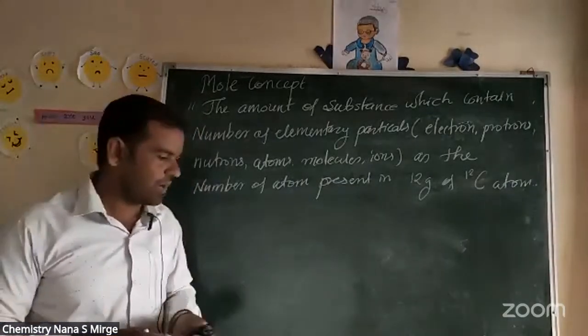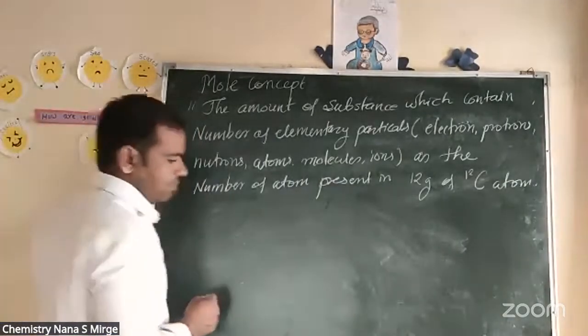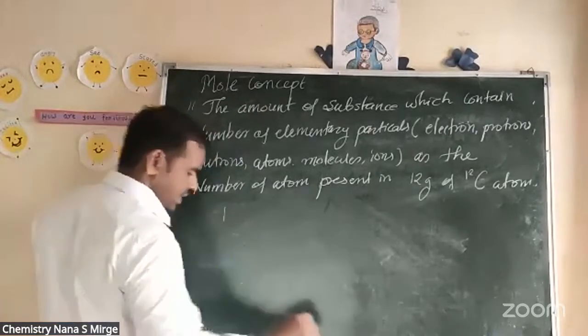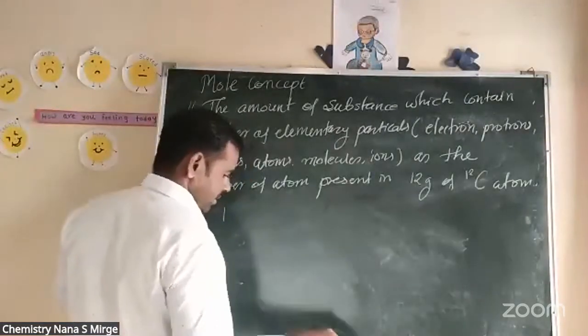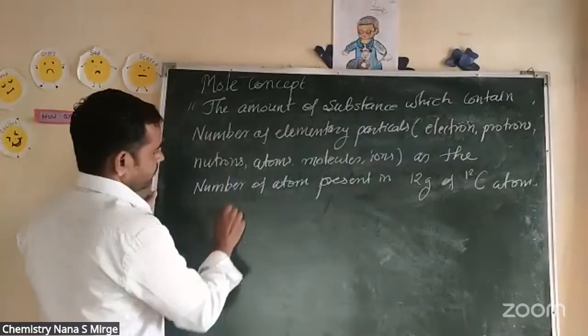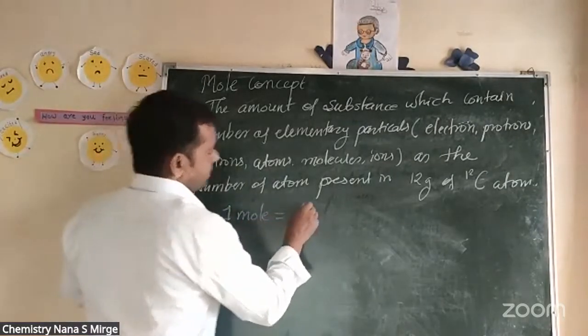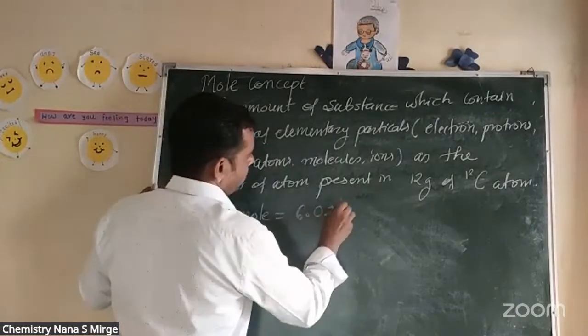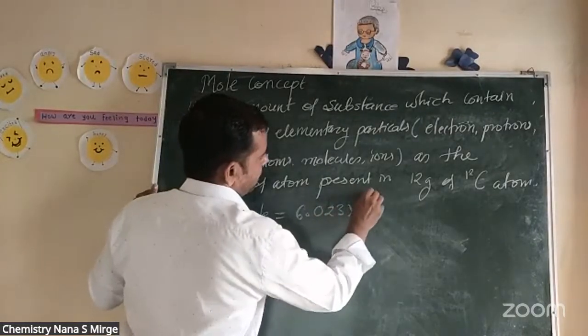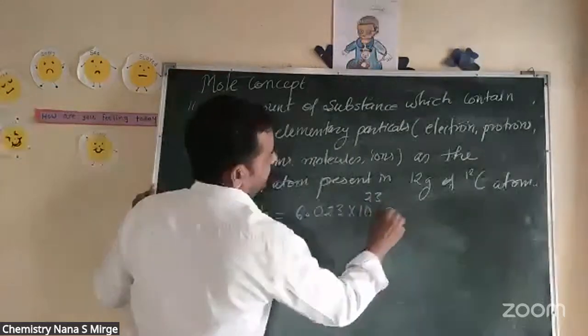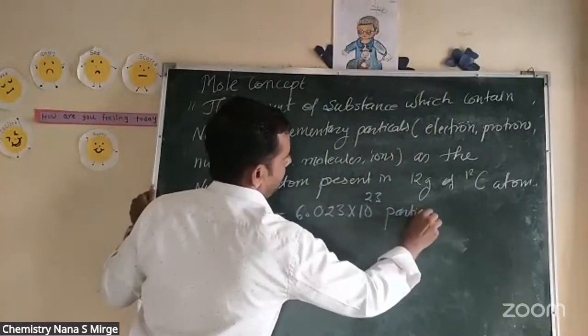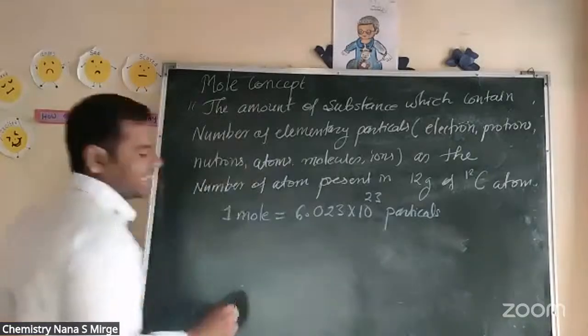So how can you find out? You can say 1 mole. When we say 1 mole, it is equal to 6.023 into 10 raised to power 23 particles. One mole contains this many particles.